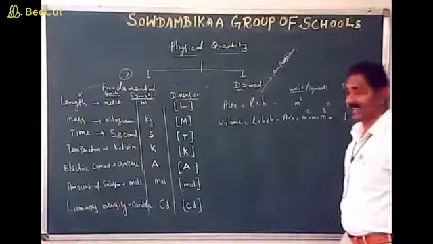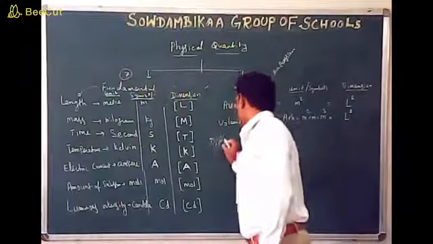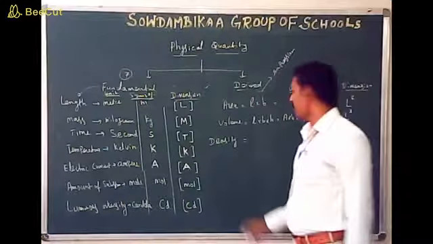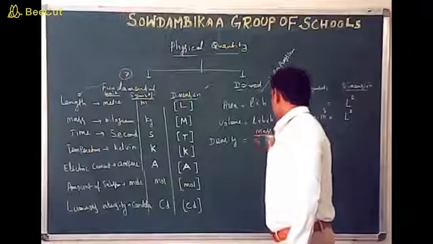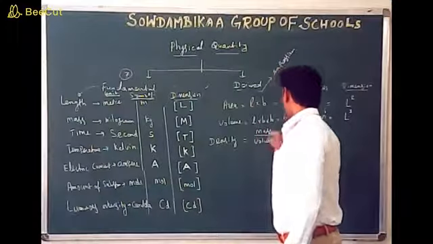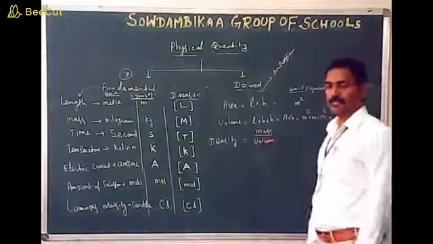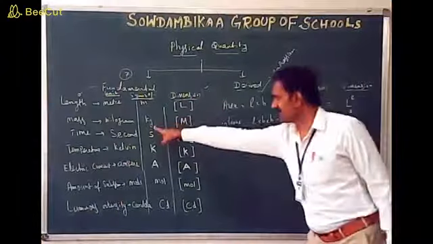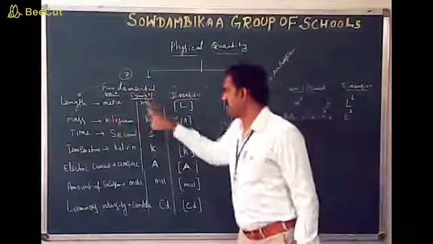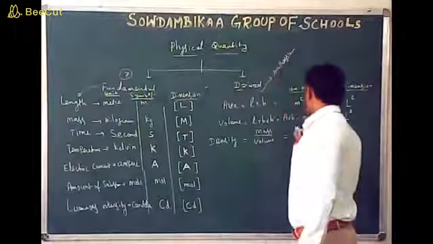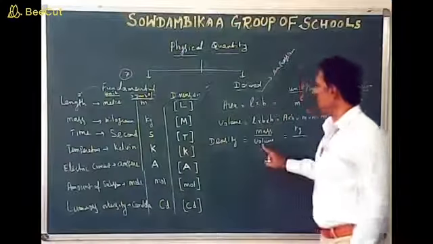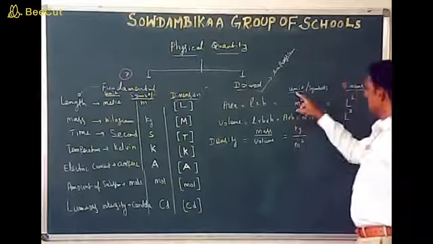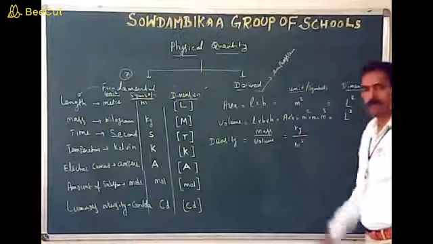Then next is density. The expression for density is mass by volume, which is also a formula. So that is equal to mass, whose unit is kilogram, divided by volume, whose unit is meter cube. So the unit for density is kilogram per meter cube.